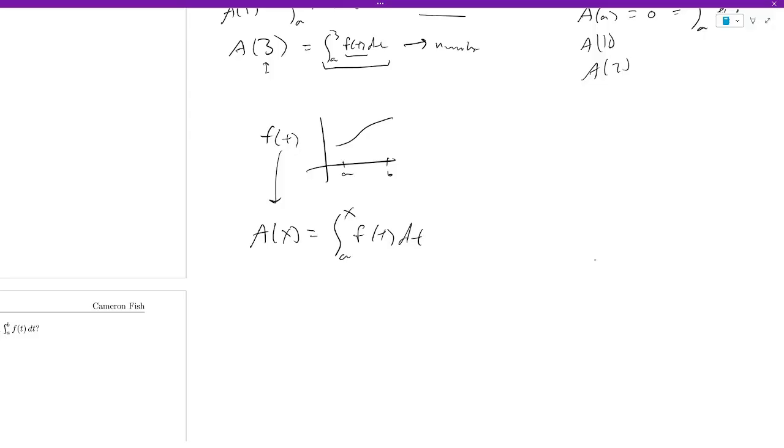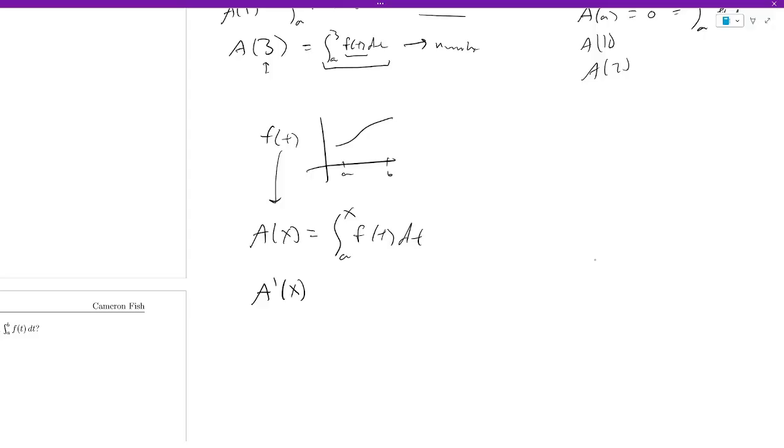Let's try and think about what it would mean to take the derivative of this new function. And I have to be careful right away. This is not like the derivative of f, right? I made a new function, capital A, and I'm taking the derivative of that new function.